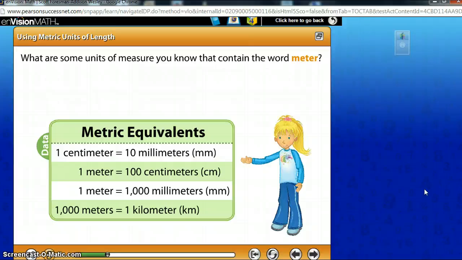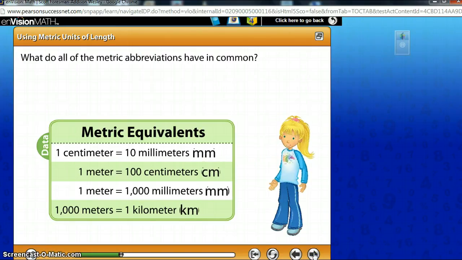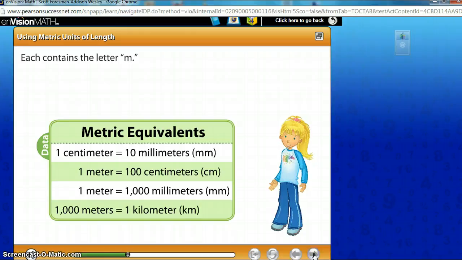Millimeter. What else, Aaliyah? Kilometer. Sometimes we say that word. Okay. What else, Austin? All of them have meter somewhere in them. Centimeter, millimeter, kilometer, and meter are units of measure that contain the word meter. What do all of the metric abbreviations have in common? Alex? They all have an M because of meter. Each contains the letter M.